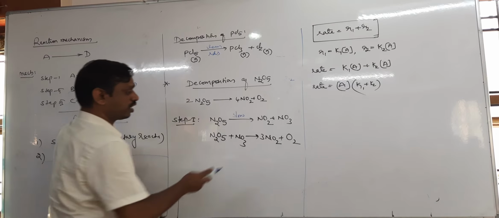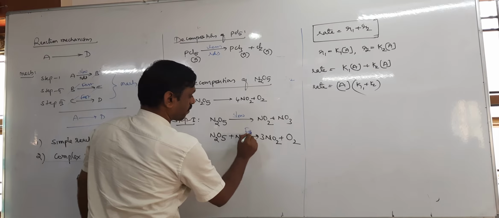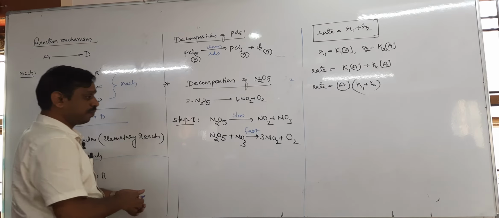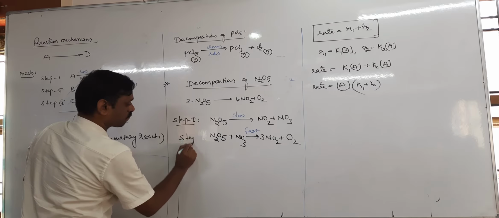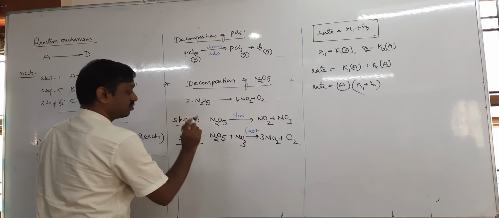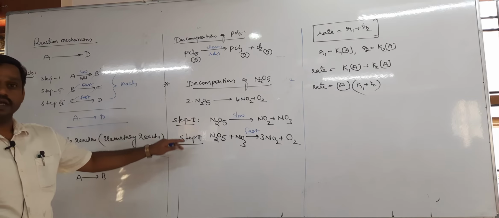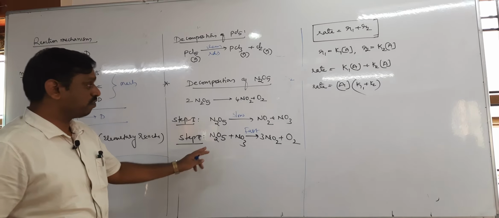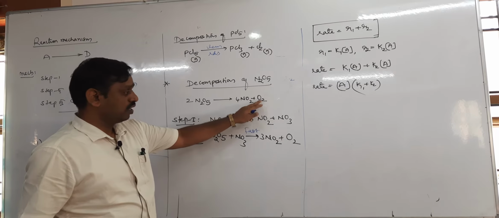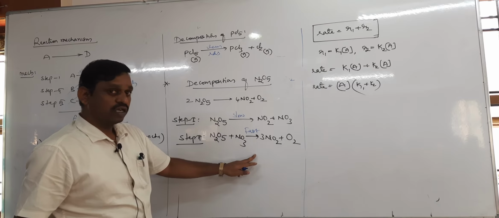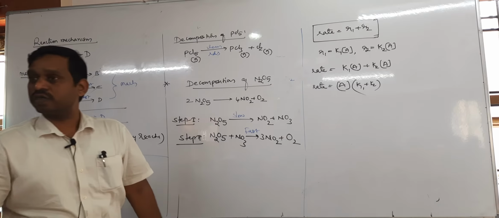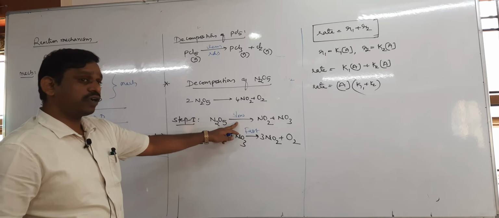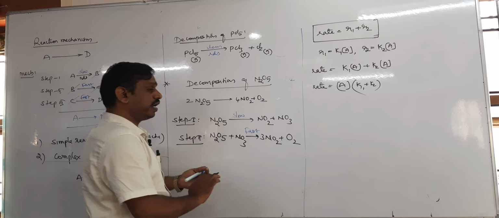So therefore, now tell me, this is a fast step. Right. Okay. It means it is step 2. Now the question is, decomposition of N2O5 undergoes decomposition, it gives NO2 plus O2. This reaction takes place in 2 steps. When the reaction takes place in more than one step, one is a comparatively slow step, which is called the rate determining step.